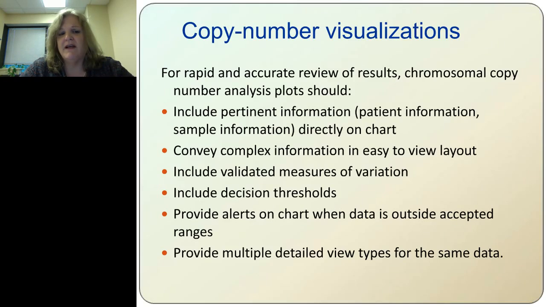It should convey complex information in an easy-to-read layout. It should include validated measures of variation. It should include decision thresholds on the chart. Also, it should provide alerts on the chart where data is outside an acceptable range. We use asterisks and bolding, but you could use whatever you want, as long as it lets the reviewer know that this data is somehow outside of the nominal range. We also provide multiple detailed view types for the same data, and that often helps because sometimes one view of data isn't always the best view of the data.